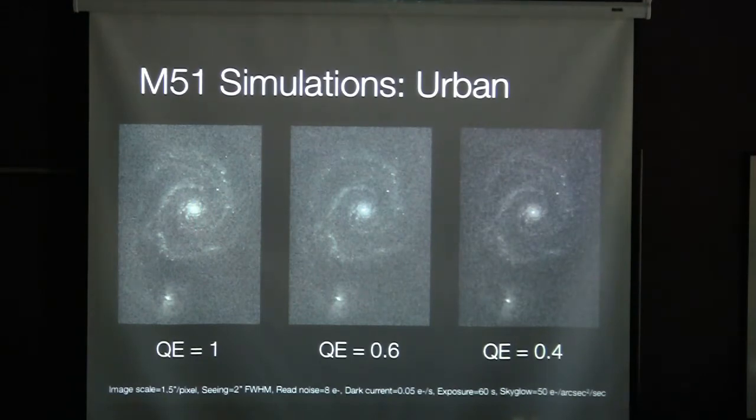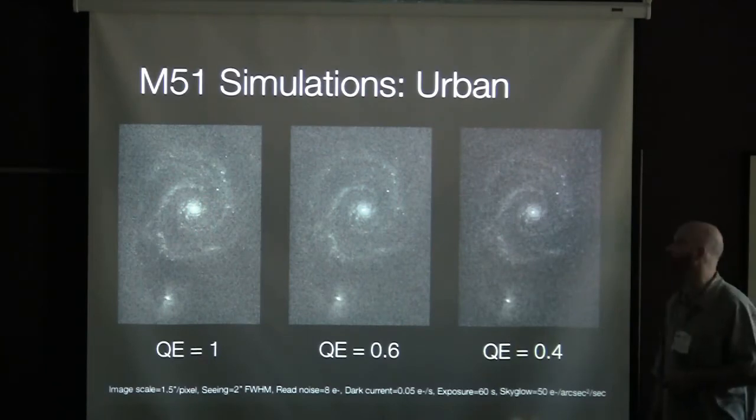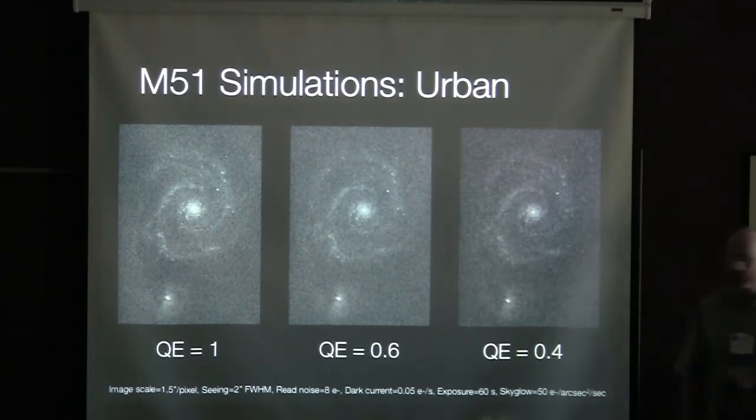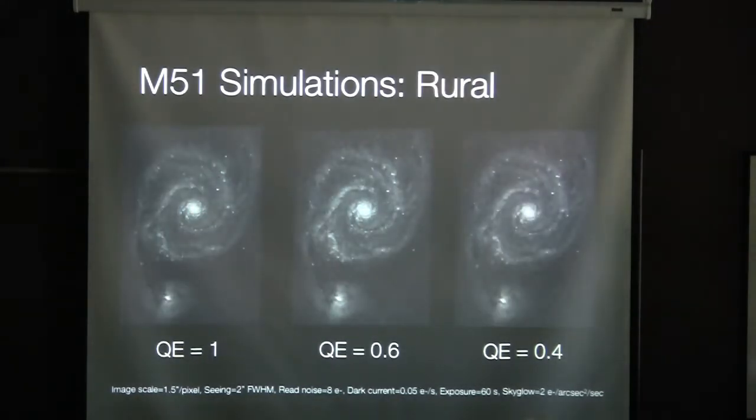QE, quantum efficiency here, is going to end up basically equaling aperture when it comes to signal to noise. So we can take a look at things like this, and we can say this is what it looks like in urban conditions. What does it look like in a more rural condition? Oh, well, that's a much better image overall. You still see, of course, there are differences.